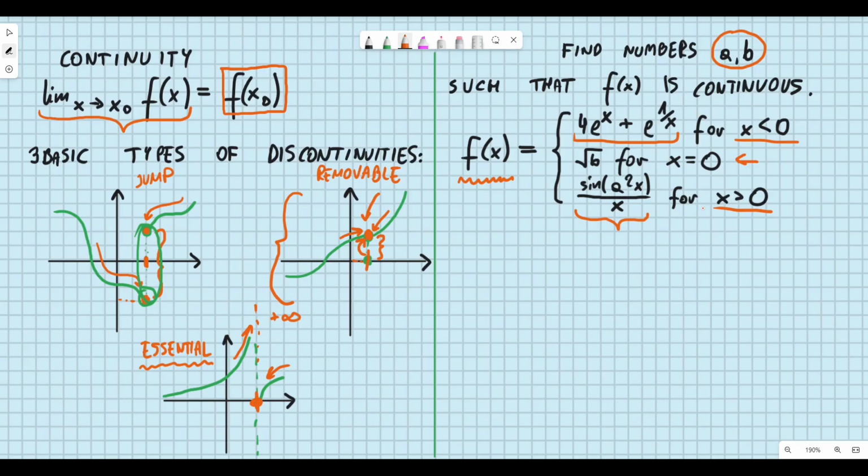And of course, depending on what values we take as these a and b, this function might or might not be continuous at all points of its domain. So let's think about this situation.